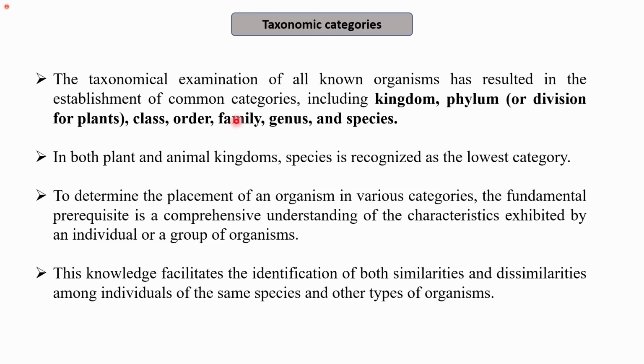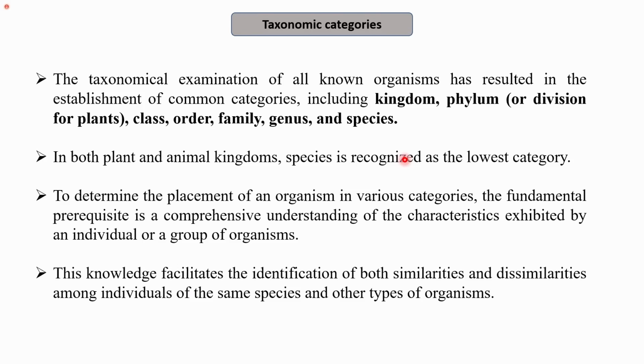So KDCOFGS. In both plant and animal kingdoms, species is recognized as the lowest category, while the kingdom is the highest category. So species is the lowest category of any taxonomic hierarchical system, and the kingdom is the highest category of the taxonomic hierarchy.